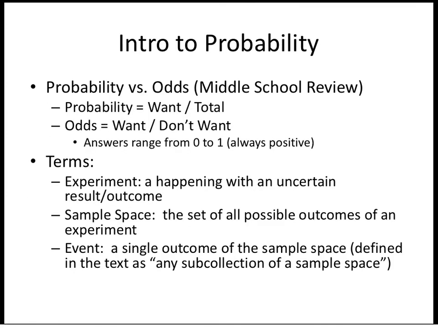So way back in middle school when you talked about probability, you also probably talked about odds. And one of the ways that I like to explain probability is the number of things you want divided by the total number of things, where odds is the number of things you want divided by the number of things you don't want, okay? So the answers for probability always range from 0 to 1, where odds could be greater than 1, okay? So probability is always positive, and the answers are always between 0 and 1 because it's like a percentage, okay?